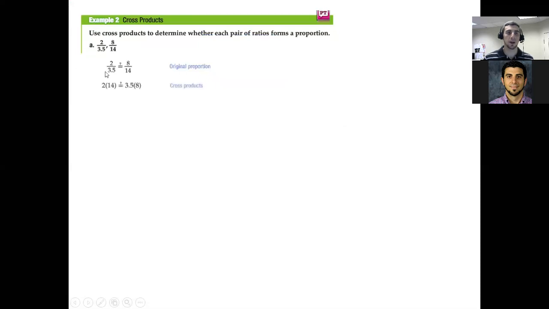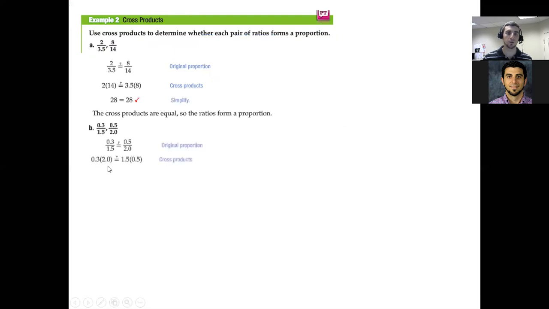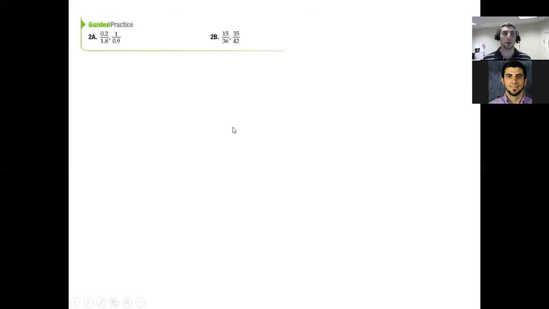Well, if I multiply the means and the extremes, so 2 times 14, is that equal to 3.5 times 8? They both come out to 28, so yes, it forms a proportion because the cross products are equal. Now, how about 0.3 to 1.5 and 0.5 to 2.0? Well, if I multiply the means and the extremes, 0.3 times 2.0 and 1.5 times 0.5, I don't get the same answers. So the cross products are not equal, therefore the ratios do not form a proportion.